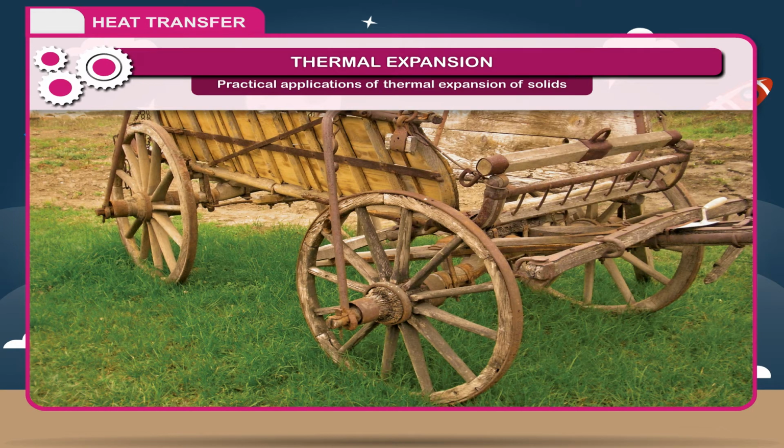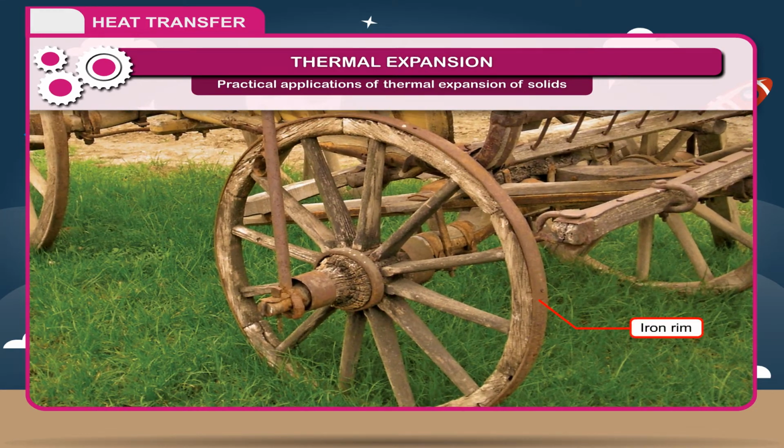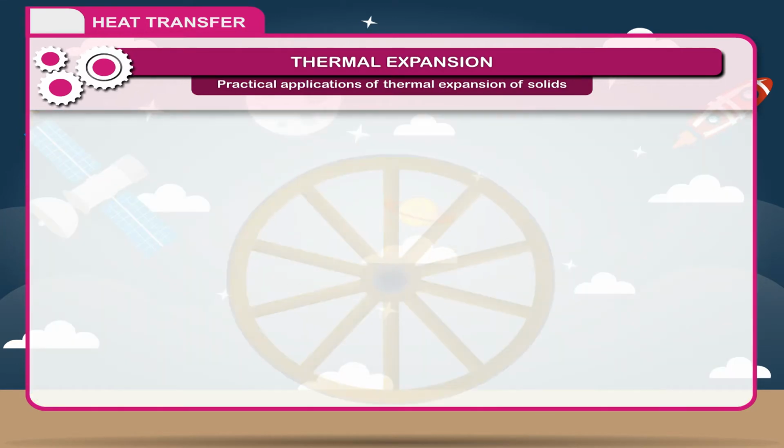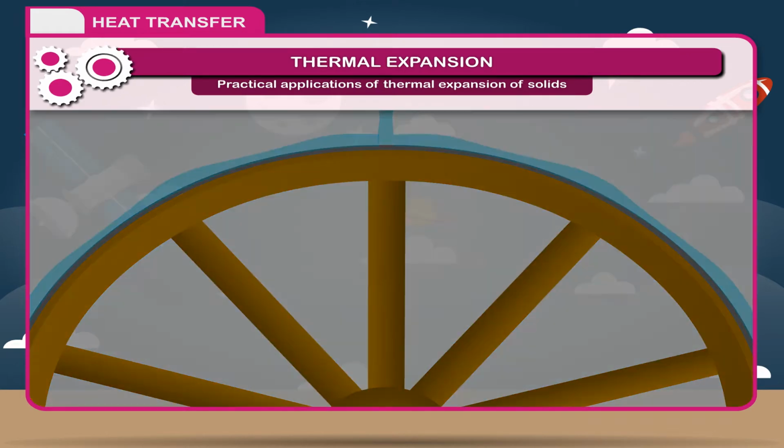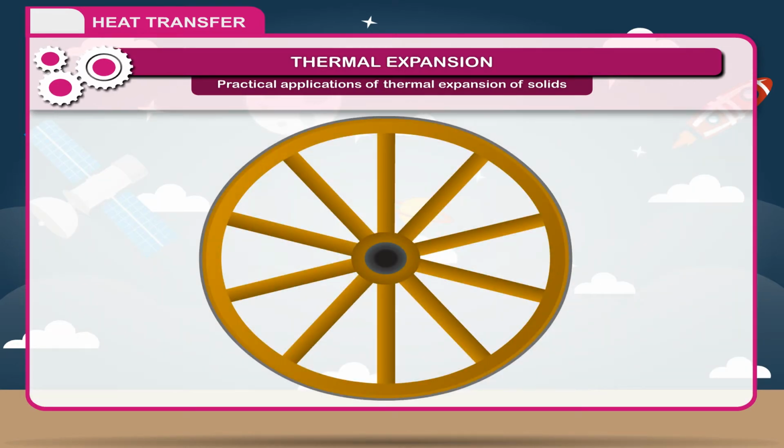2. For the wooden wheels of tongas, the iron rims are made of the same size as the wheels themselves. The rims are heated before fitting so that they expand and fit over the wheels. After fitting, cold water is poured over the rims. On cooling, they contract and grip the wheels firmly.